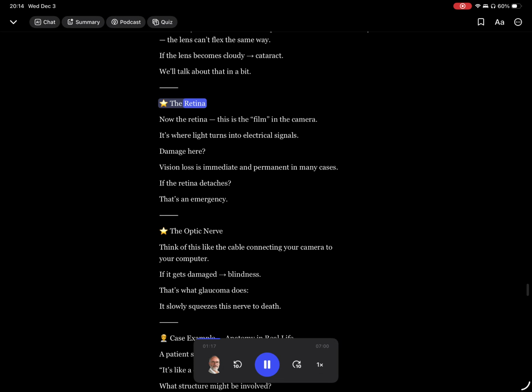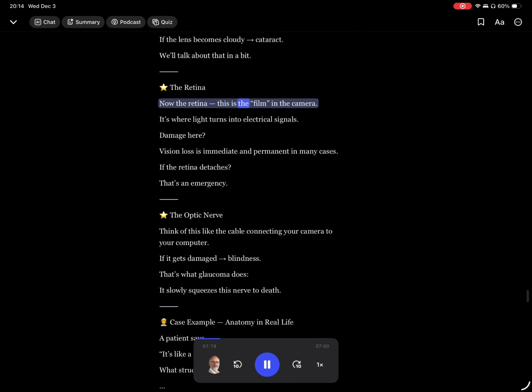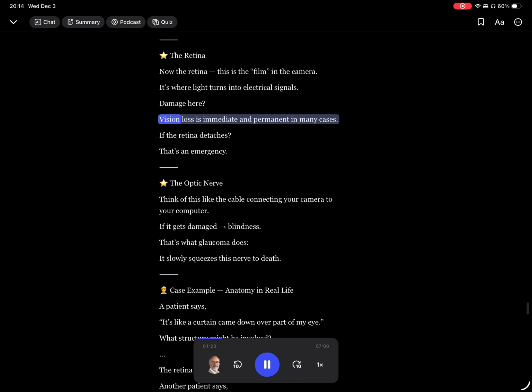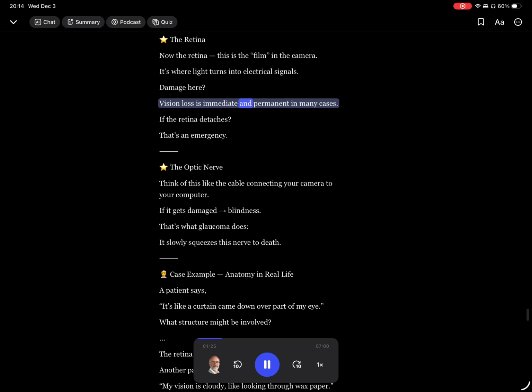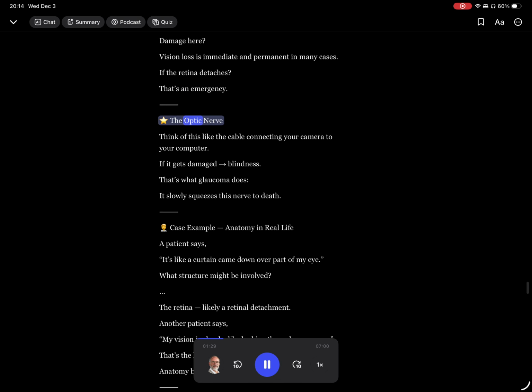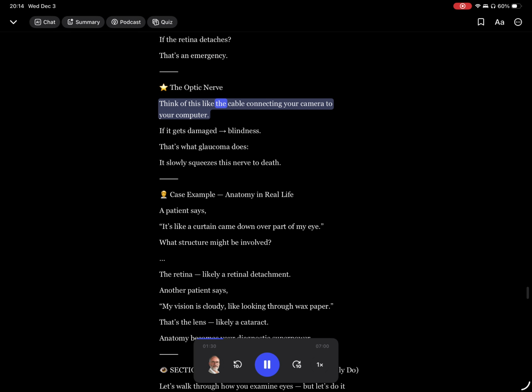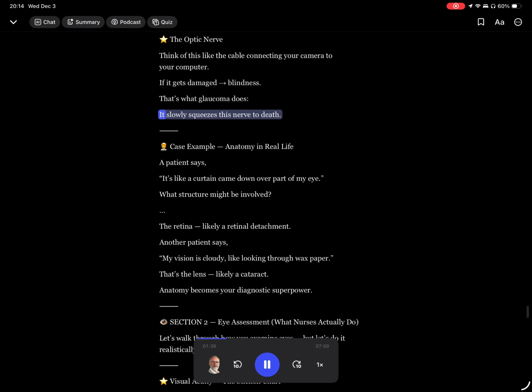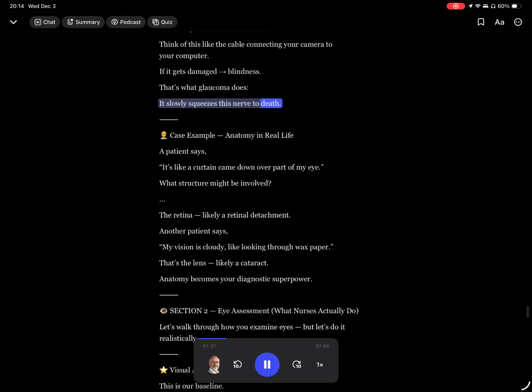The retina. Now the retina, this is the film in the camera. It's where light turns into electrical signals. Damage here? Vision loss is immediate and permanent in many cases. If the retina detaches, that's an emergency. The optic nerve. Think of this like the cable connecting your camera to your computer. If it gets damaged, blindness. That's what glaucoma does. It slowly squeezes this nerve to death.